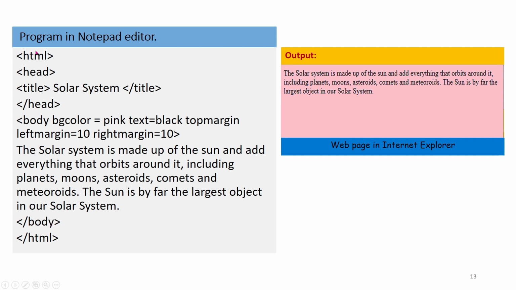Then my program ends with slash html, and you can see this output as background pink color and the margins set in all the directions, top, bottom, left and right, as well as the text in black color.